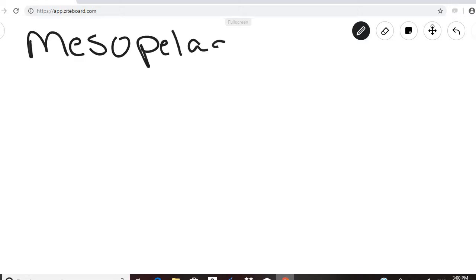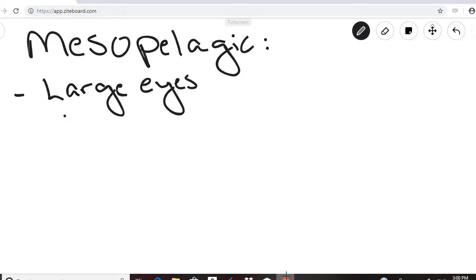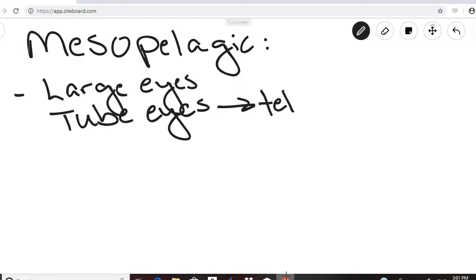So there are some common characteristics of organisms that live in the mesopelagic area. One is that they tend to have large eyes, and some of them actually have eyes that are kind of shaped like a tube. So it kind of looks like a telescope. That increases their long range vision, and they are better able to capture prey.